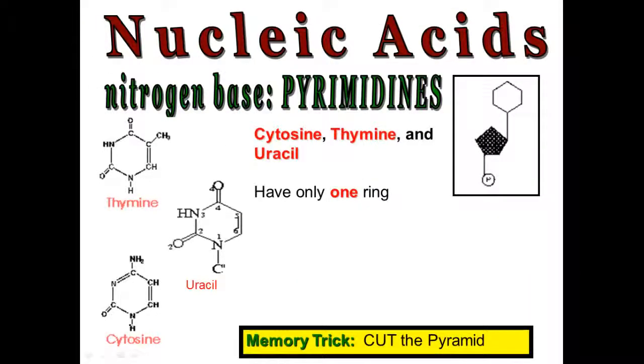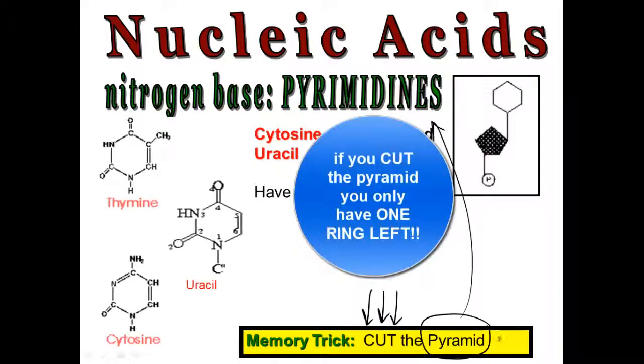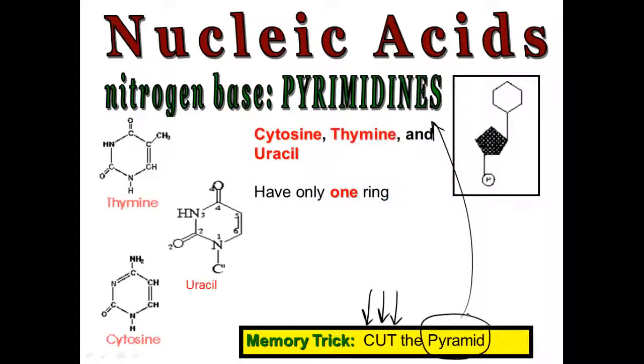Cytosine, thymine, and uracil are all pyrimidines. They have one ring. And the memory trick I use to remember that these are all pyrimidines is cut: C-U-T, cytosine, uracil, and thymine, cut the pyramid. If you cut the pyramid, you'll only be left with one ring because you cut. So there's only one ring in cytosine, uracil, and thymine. Cut the pyramid. That's my memory trick.